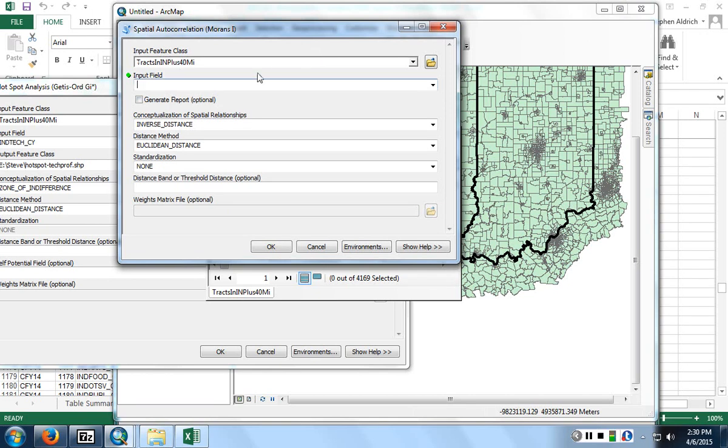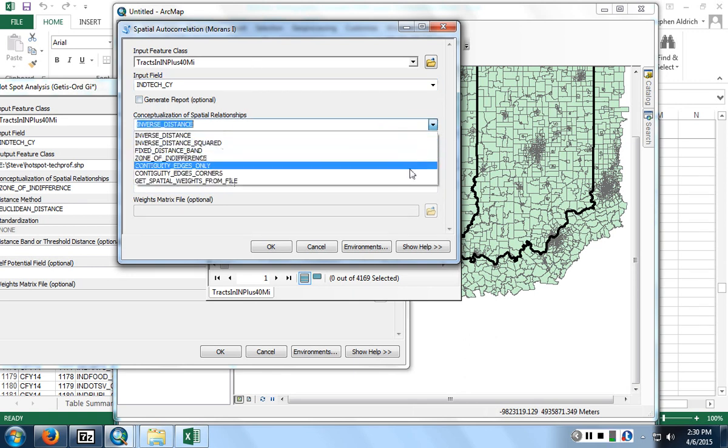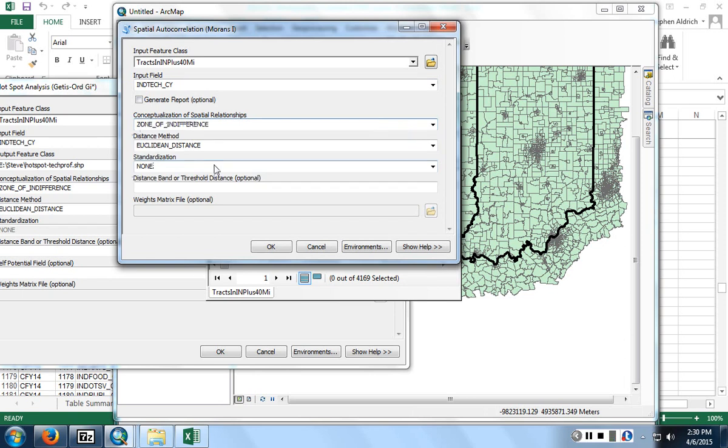And we actually have input fields that are exactly the same. So in this case, we want it to be IND tech.cy for our tracts in Indiana and 40 miles. We want our conceptualization of spatial relationships to be zone of indifference. And then we still have to specify a distance band. But what we want to do here is test a bunch of different distances. We don't want our distances to be too small because then you have no neighbors, right? We don't want them to be too big because then we might as well not be clustering this based on distance at all, right? So we've got to come up with a number.